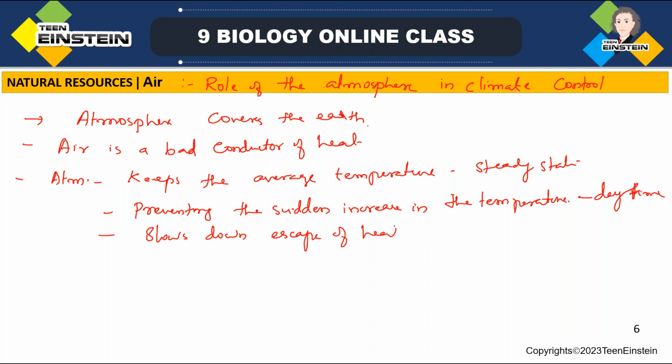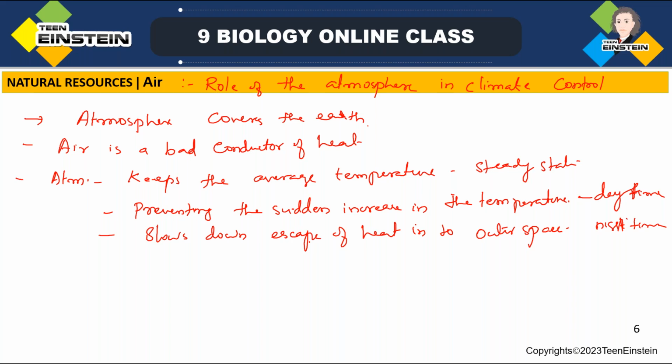Escape of heat into outer space. This is during night time. See, in the daytime, solar energy will be coming, so that will provide heat also, right? But at night time the sun won't be there, so what will happen? Slowly the earth will cool down. But at that time also we need a minimum heat, right?